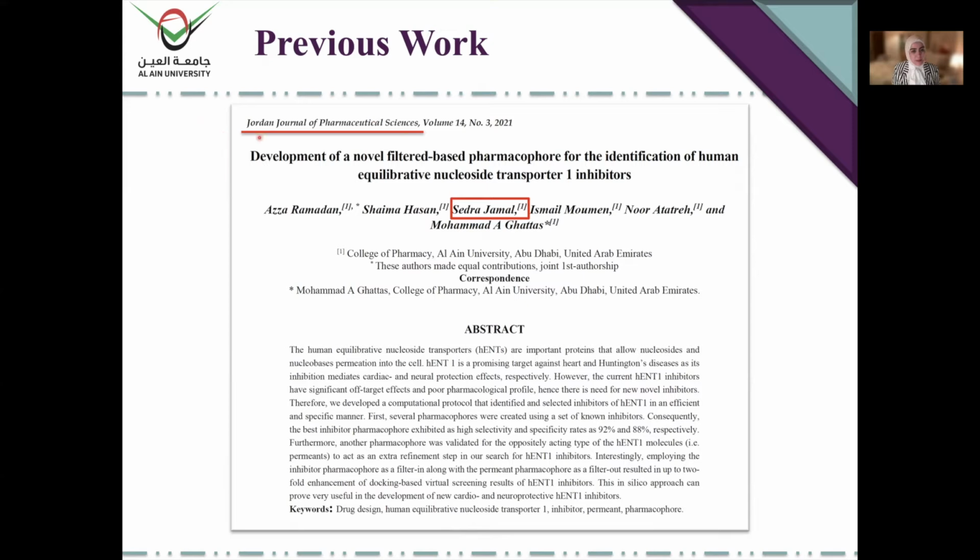In our previously published research, development of a novel filtered-based pharmacophore for the identification of human equilibrative nucleoside transporter 1 inhibitors, we developed an inhibitors pharmacophore. And what does pharmacophore basically mean? A collection of the most important features that must exist in any potential inhibitor. Now, in this project, we aim to use this previously validated pharmacophore to screen a compounds library and end up with a filtered dataset to use for docking.